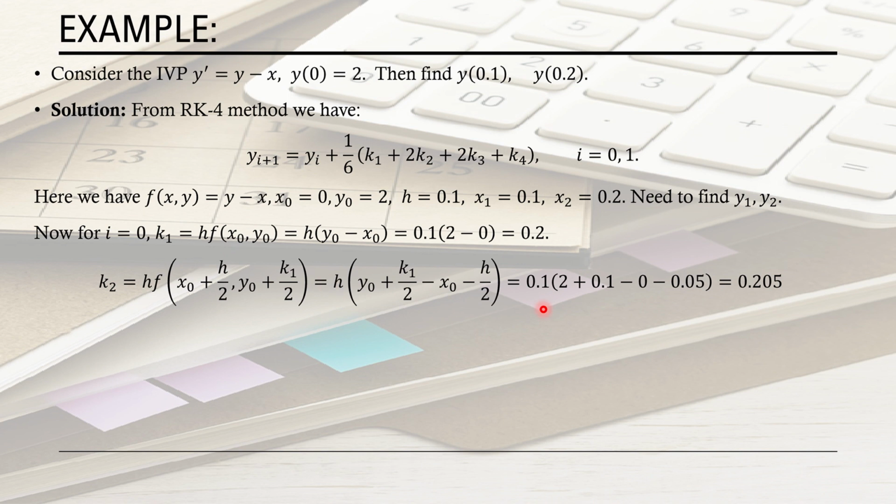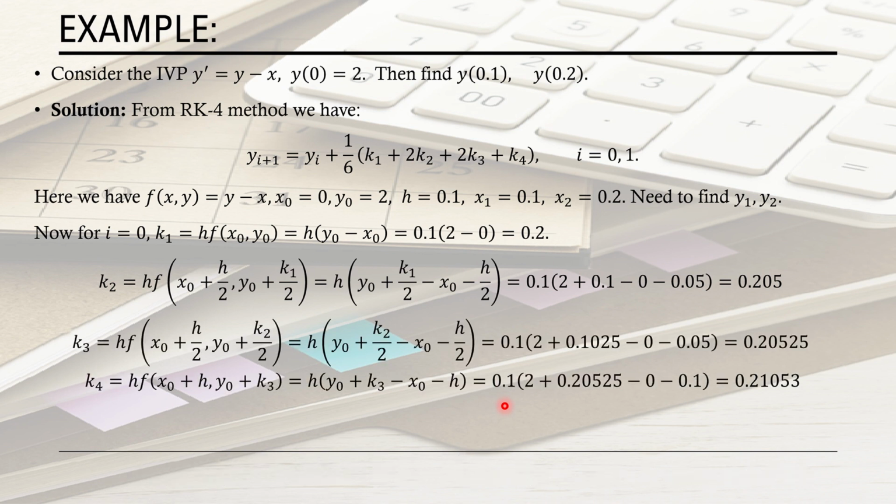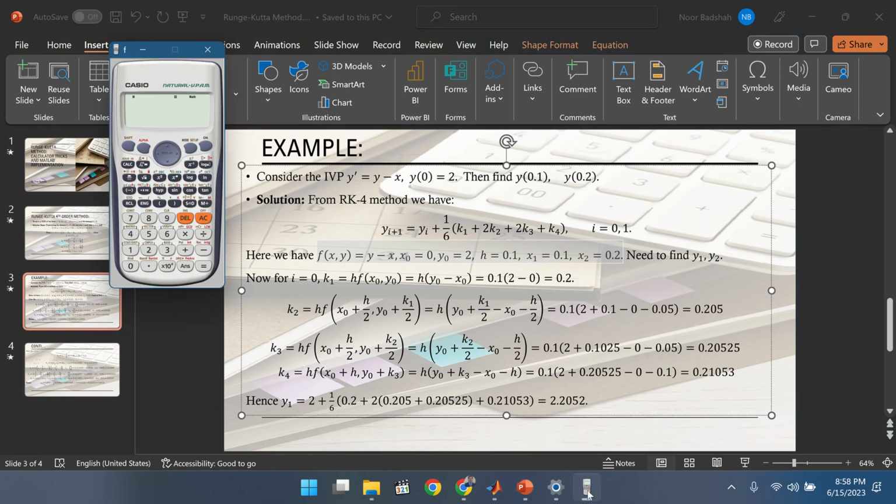Now putting the values, h is 0.1, y naught is 2, k1 is 0.2 divided by 2, that gives you 0.1, minus x naught is 0, and h is 0.1 divided by 2 is 0.05. When you simplify this, this will give you 0.05, and so on. Similarly, we could find k3 as well, k4 as well, and then we put all these values in this formula: y1 will be y naught plus 1 by 6 times k1, k2, k3, k4. Altogether we get 2.2052.